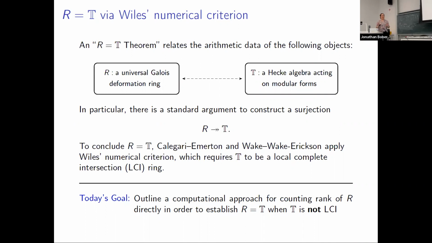And so I want to point out that we're going to be in a very specific setting where our Hecke algebra is not LCI. It's not general, because in order to get our hands on these objects on the deformation side, we need to be very specific in order to have any hope of computing. And so our starting point will be the same. We're going to start from this surjection from R onto T, but then we won't invoke the numerical criterion. That's where we're going to give a new method. And our strategy is going to be to give arithmetic conditions that guarantee that R is as small as possible. And so if R is as small as possible, then we'll force an isomorphism between R and T. Good? Okay.